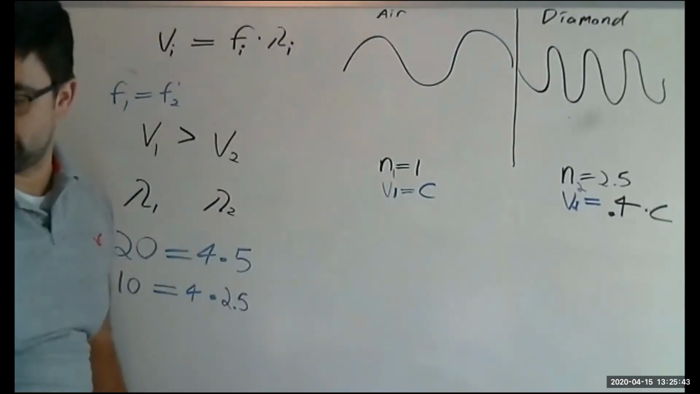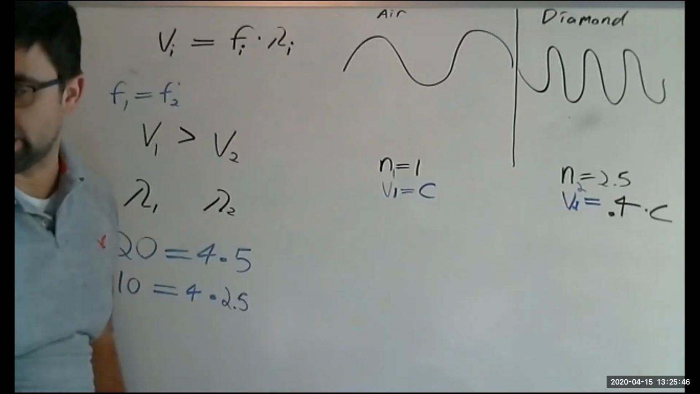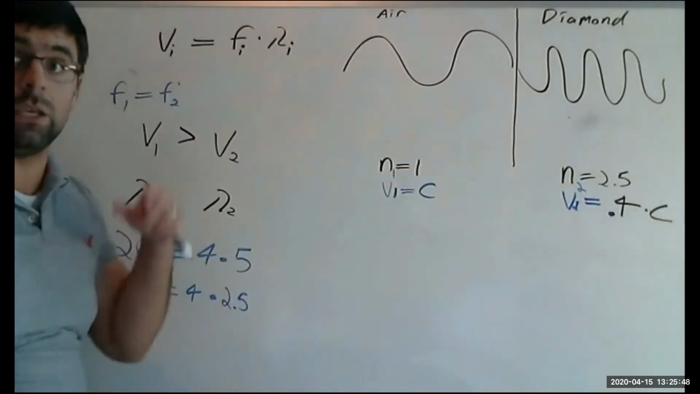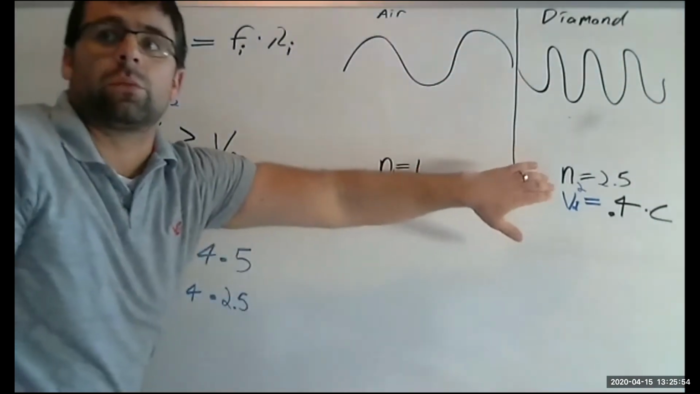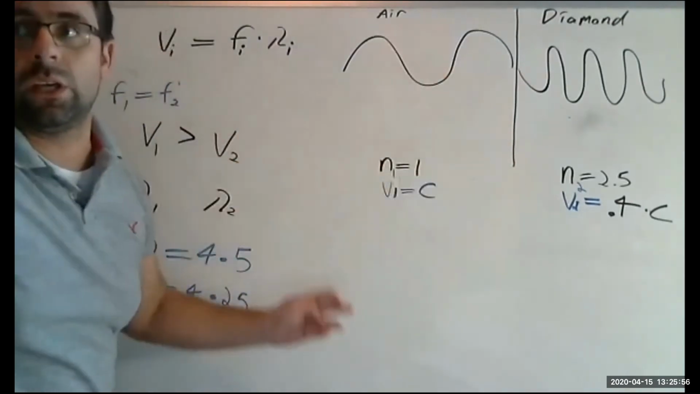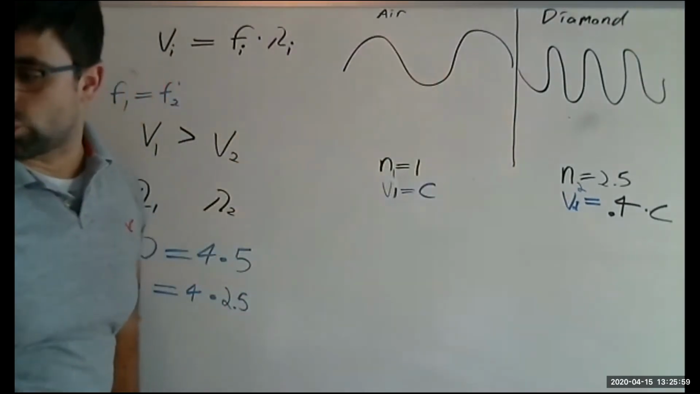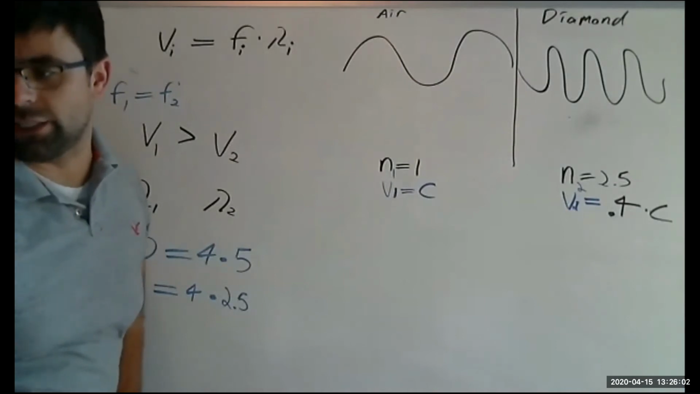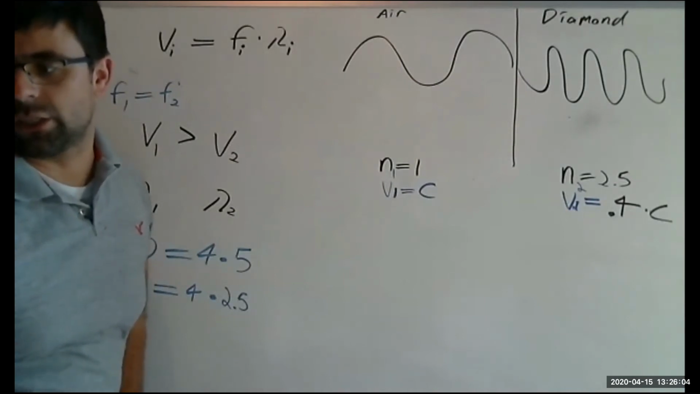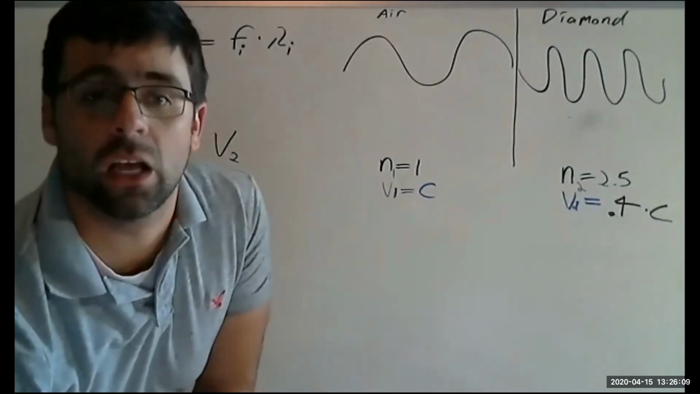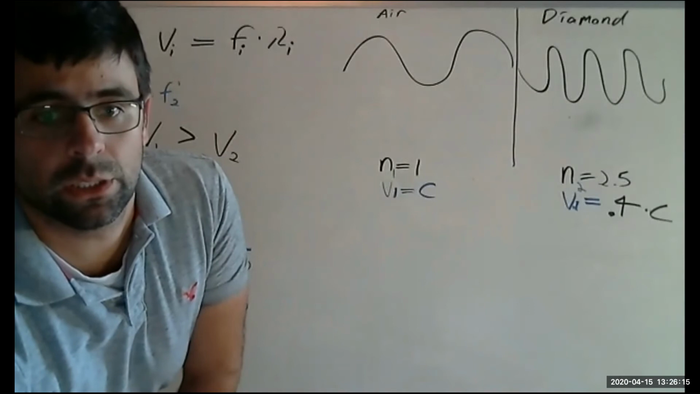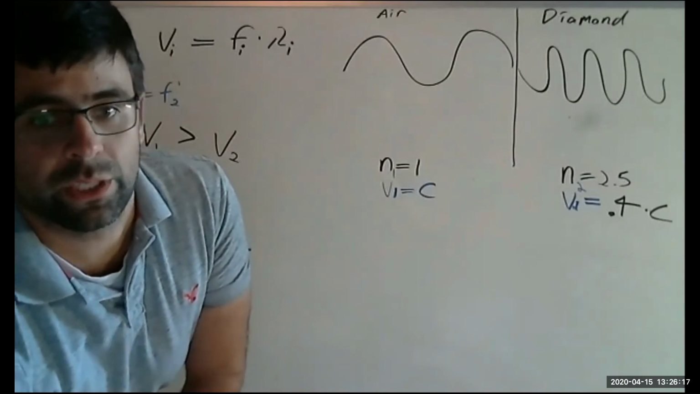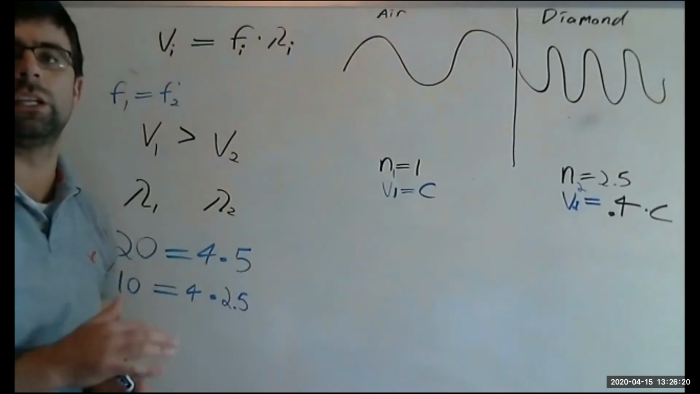So this is what's actually going on here: the wavelength gets smaller as the index of refraction goes up. It's just because of the way that the speed and everything is defined. So this is one of our takeaways, this inverse relationship. And we'll get into Snell's law of refraction on Friday.